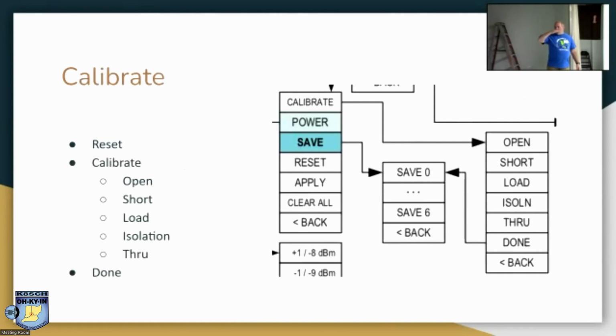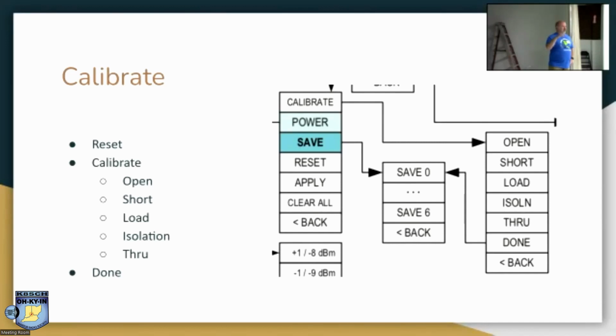Then calibrate. Most of the time you're going to do OSL: open, short, and load. You can do isolation and through. Open is basically you're going to have an open connection on the transmission port. For short, you're going to short it out. In our case, it's sent in with a 50 ohm resistor.